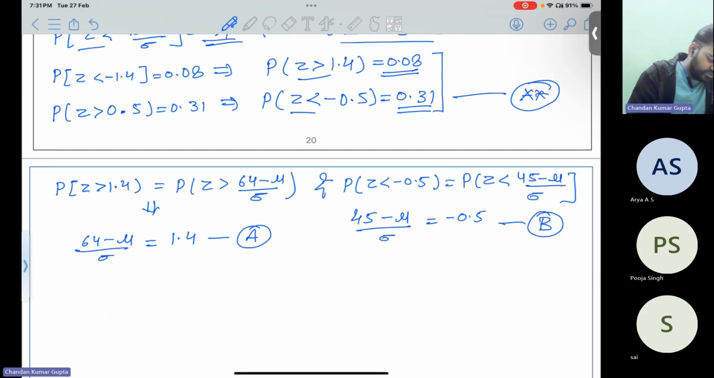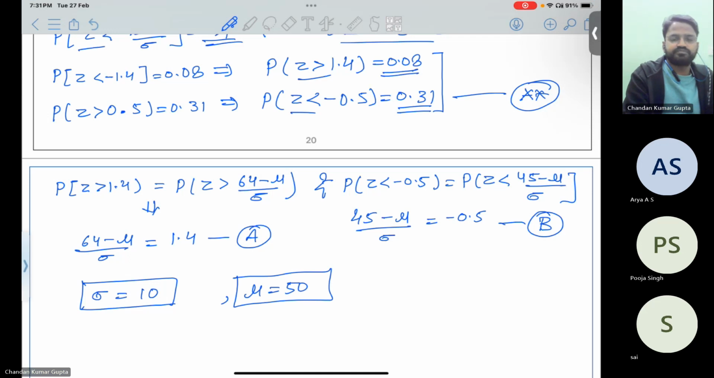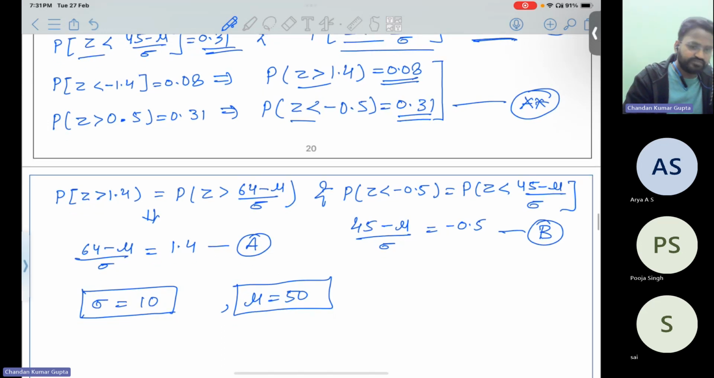I will tell you the value. Like sigma equal to 10 actually. And putting the value of sigma equal to 10, we get mu equal to 50. Okay. You may solve these questions. These are simple actually. We have a lot of questions actually. That's why I directly give the answer.